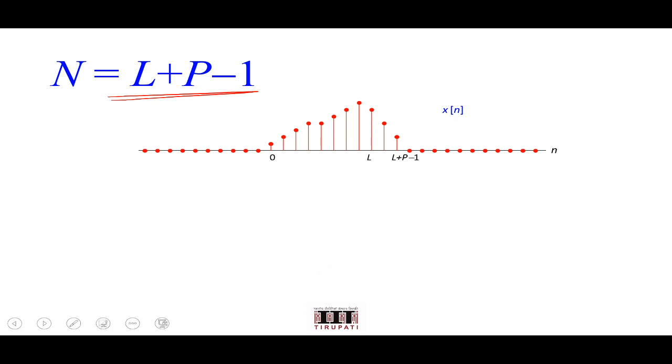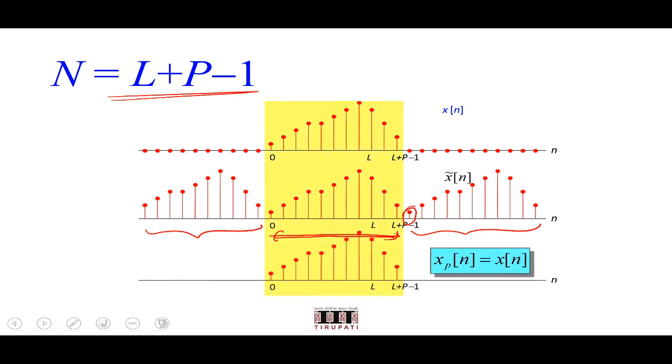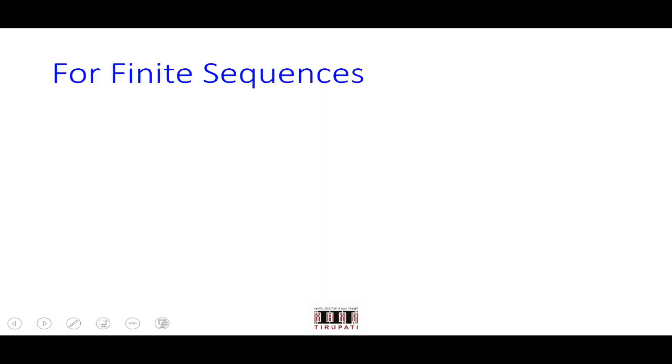So you make the remaining elements 0. When you do that, the second copy would be placed at L plus P minus 1, and of course on the other side at minus of L plus P minus 1, and then you simply take one period of it. That would be exactly equivalent to the linear convolution. If you take just one period of it, that is exactly the same as the original signal.